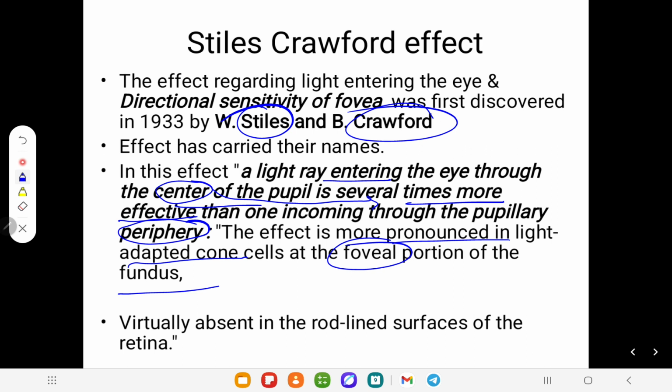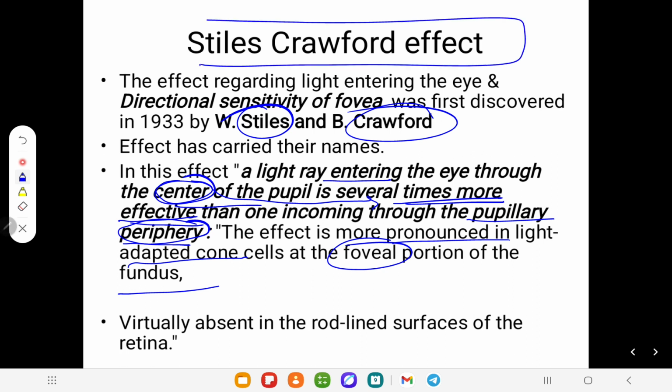Then what is the Stiles-Crawford effect? Light entering from the center of the pupil has several times more profound effect than light coming from the periphery of the pupil. It is virtually absent in the rod-lined surface of the retina. So the Stiles-Crawford effect is a function of the cone, not a function of the rod. Okay, are you getting the concept?